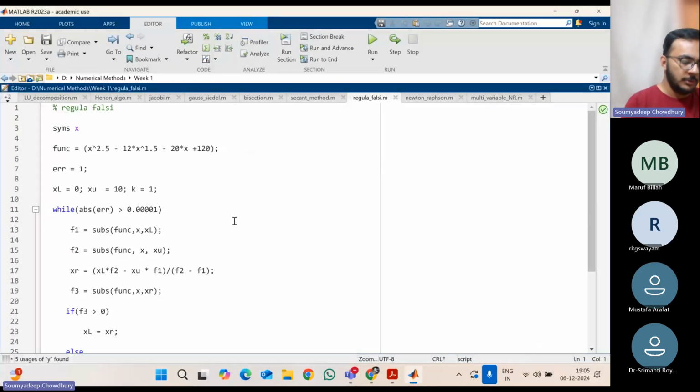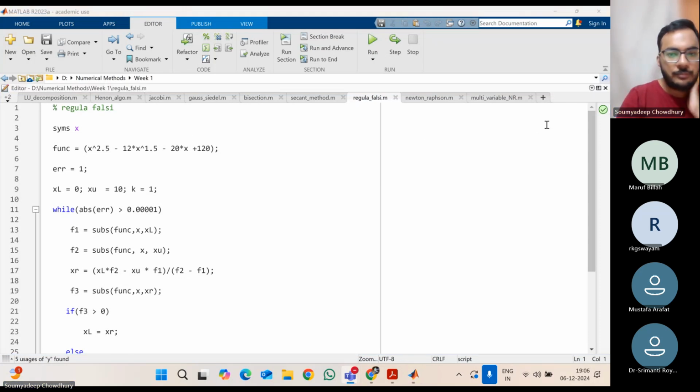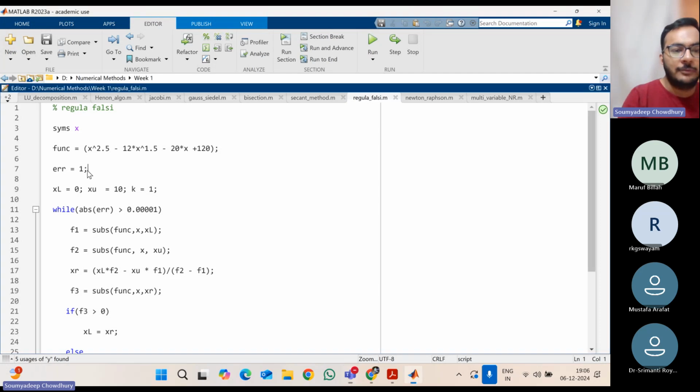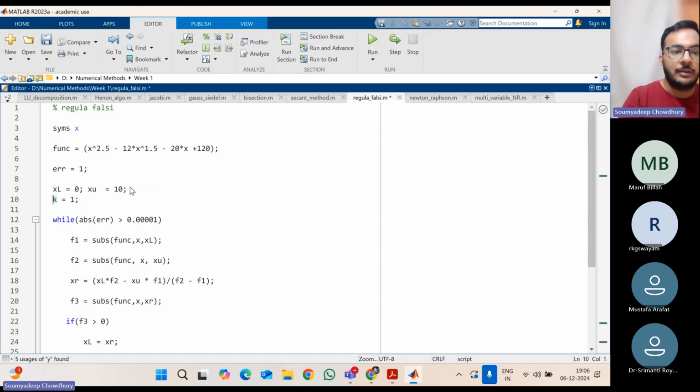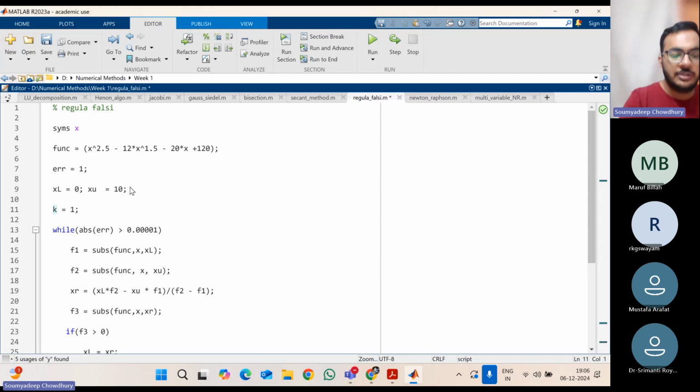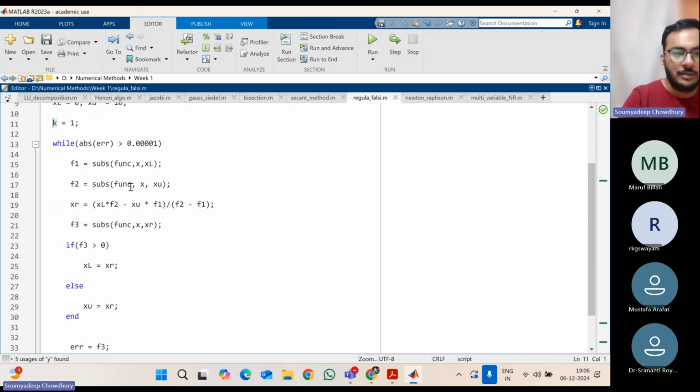Okay. So in this, we can see here, first I've declared a symbolic variable, then I've defined the function. This you can take as input also, but I've directly defined it here. And your error value, I have taken a large value. You can take anything for initialization. It is 1. And the lower limit and the upper limit, XL and XU, we have taken as 0 to 10. Then I have taken k equals 1 to mark the number of iterations.